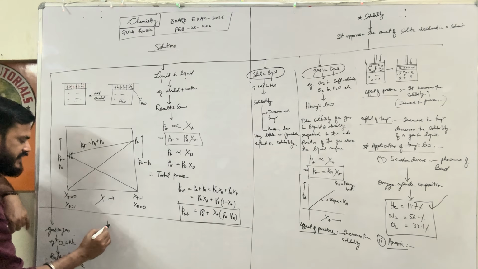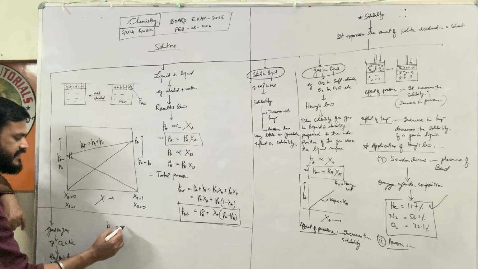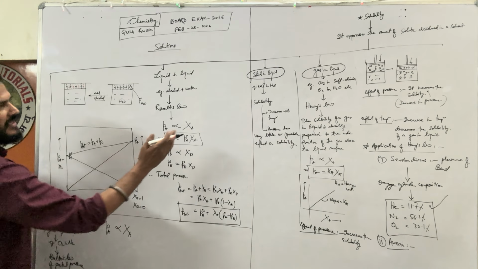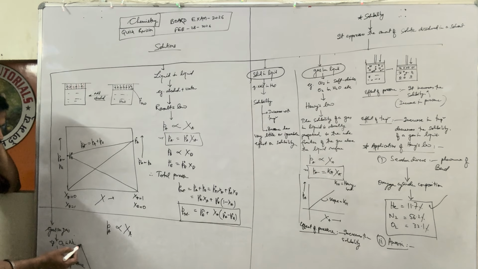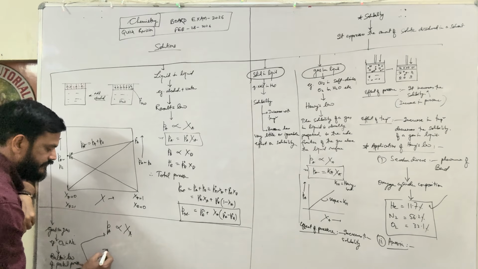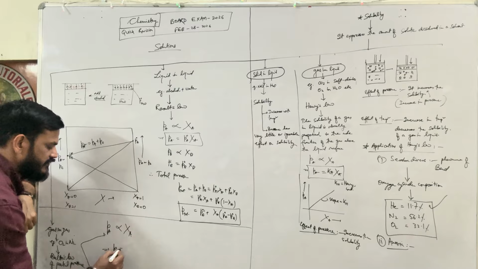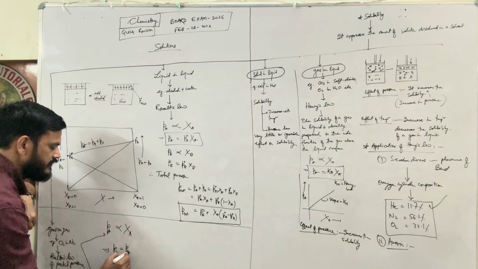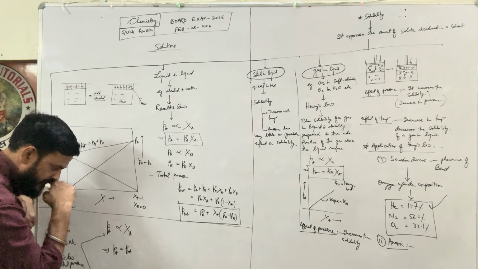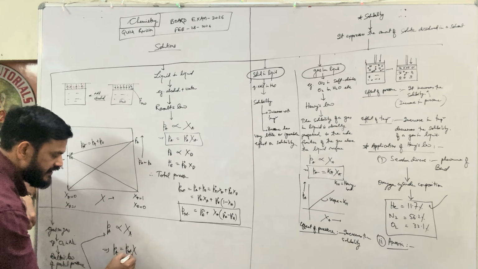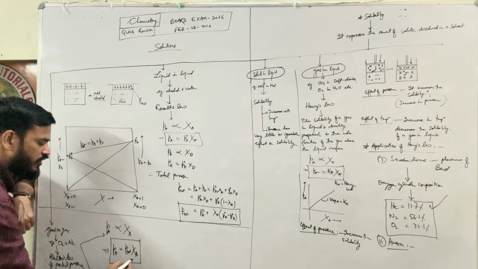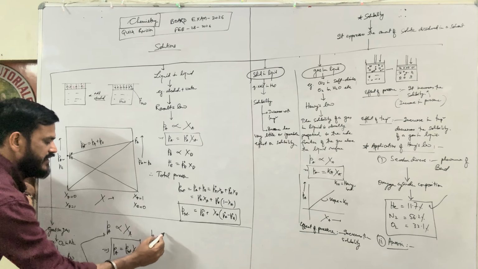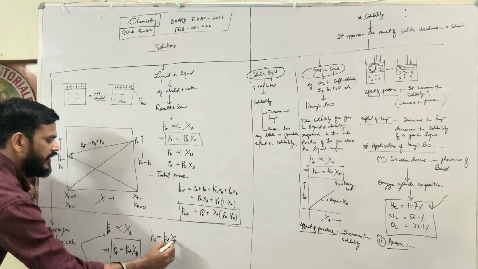So what does it say? It says that partial pressure of A is directly proportional to the mole fraction of A. Just like Henry's law and Raoult's law, Dalton's law also says that partial pressure is directly proportional to the mole fraction of the gas. Here the proportionality constant is P total. So for the other component, one can have PB is equal to P total into chi B.